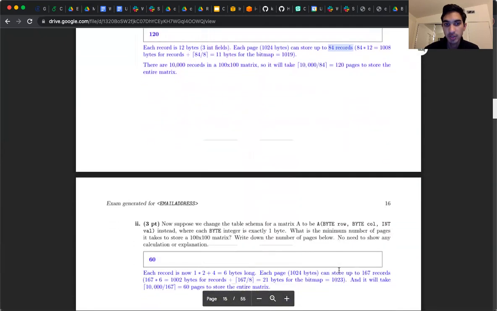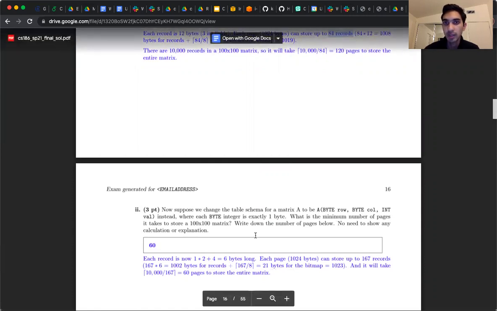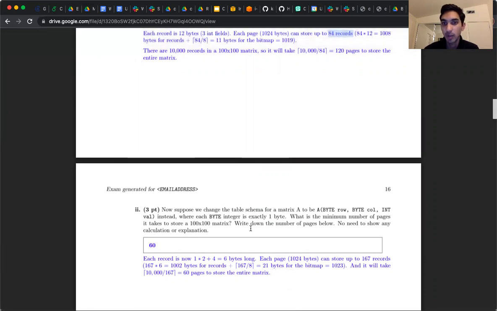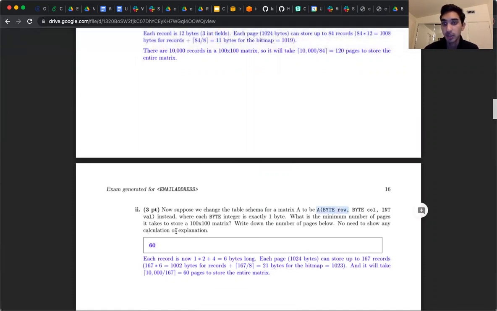The next question is also in a similar vein. It's asking us, now suppose the table for the schema is byte row, byte column, and int val, where the byte integer is exactly 1 byte. What is the minimum number of pages for a 100 by 100 matrix? So now how long is each record? Each record is 1 byte plus 1 byte plus 4 bytes, because an integer is 4 bytes. So each record is a length of 6 bytes. We still need to maintain 1 bit in our header for indicating whether a record is present or not.